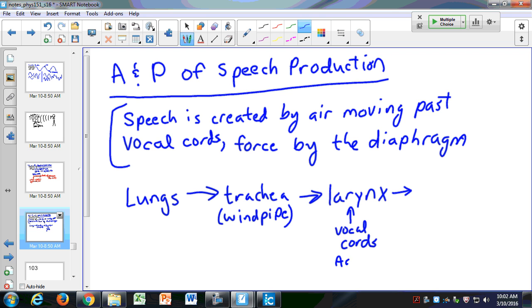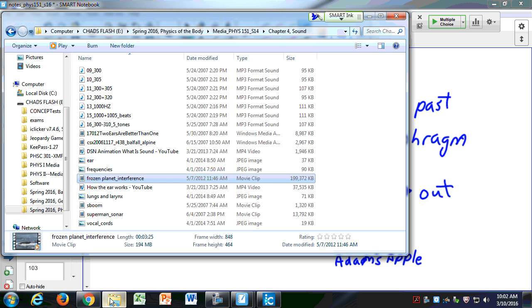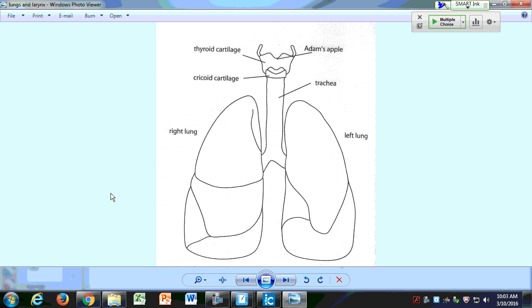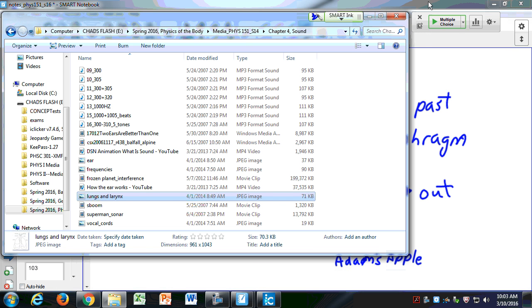This is also called the Adam's apple. So it's this thing right on your throat, your larynx or your voice box, your vocal cords, and then it just goes out. Let me show you a picture. You need to be able to identify these things. It's in your book. I think this is the picture from your book. The lungs, of course, the trachea, there's your Adam's apple. Don't worry about the cartilage, but this whole thing right here is called the larynx. And inside that larynx are your vocal cords. So just like on the last test, make sure that you can identify those things. You'll also need to know the ear, parts of the ear.